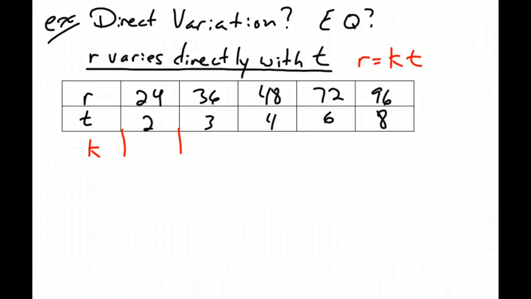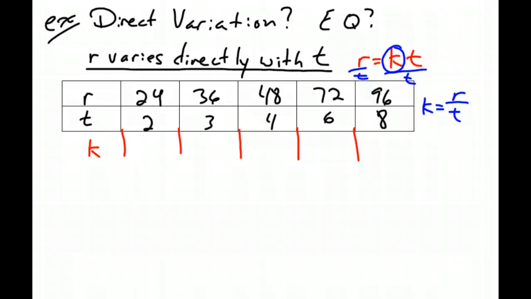So I usually just extend my table, and I'm going to find the k for all of these things. Looking at my equation, if I want to get k by itself, I divide by t, so k equals r over t, and then I can just divide r by t and see what k is, just to save you time. You can also just plug them back into your original equation, r equals kt, and solve for k every time. It won't be as fast as this, but you can do it that way. If this is a little bit more confusing, that's fine.